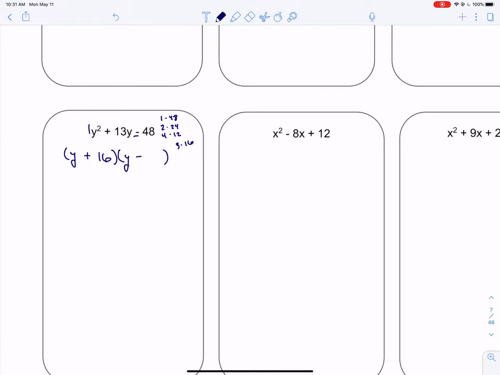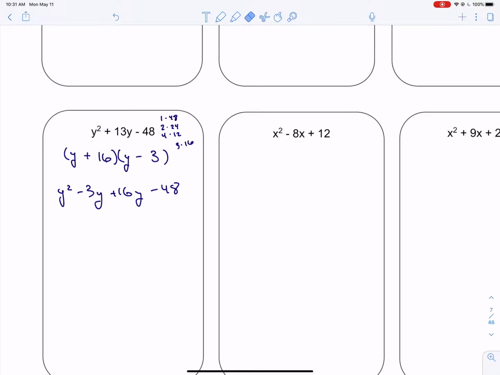So 16 goes with the plus because we want our final term to be a positive. And then the other factor goes there. So let's check our work. We get y squared. So y times y is y squared. Y times negative 3 is negative 3y. 16 times y is 16y. And then 16 times negative 3 is negative 48.